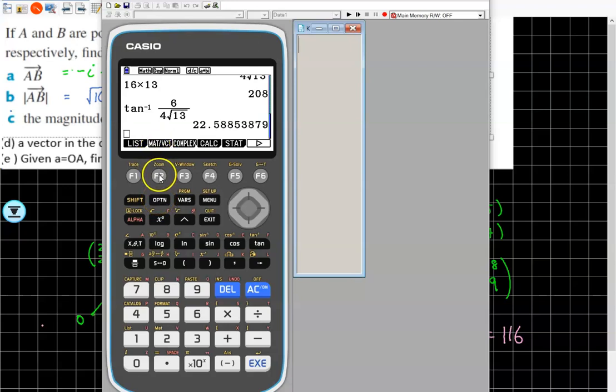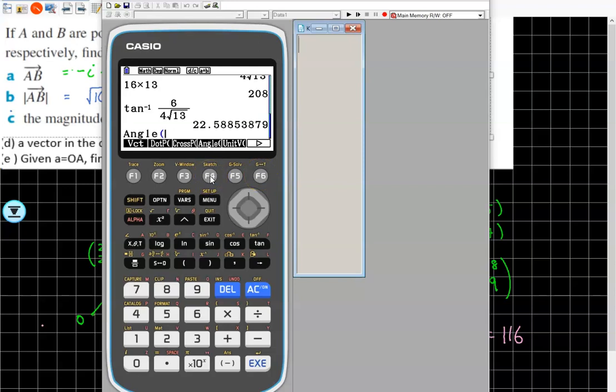We've got matrices, vectors, F2, right? You can see all of these things here. That's not what we want. We press more. Good Lord, look at all those. No, go more. Oh, hello, I see angle.